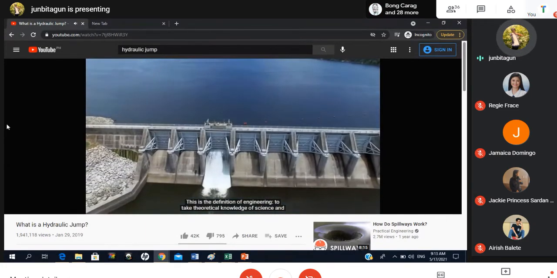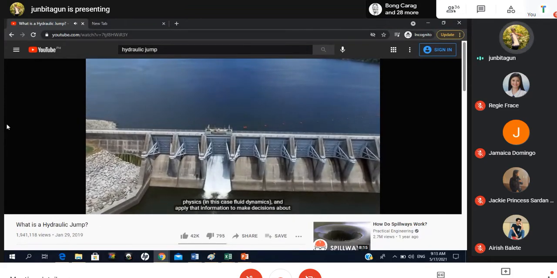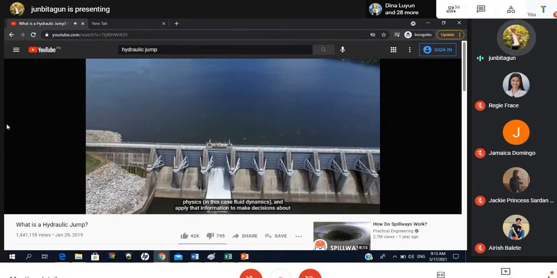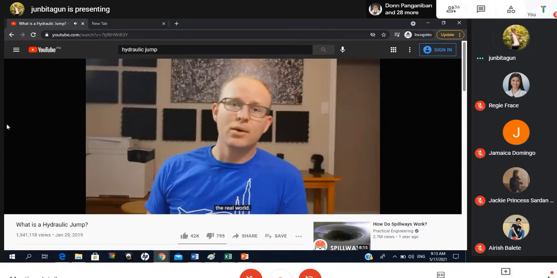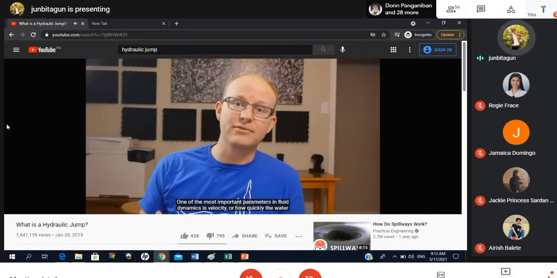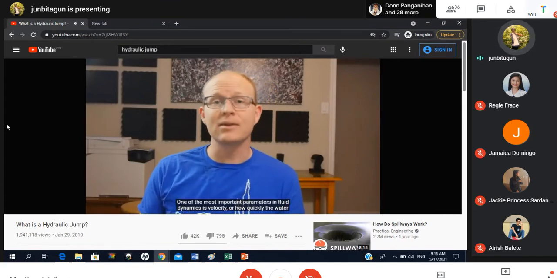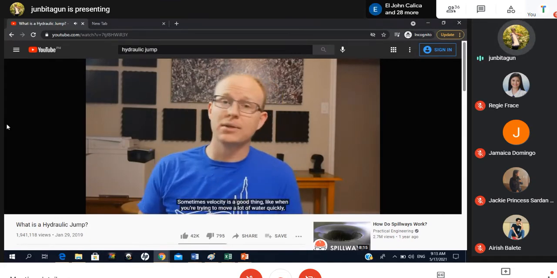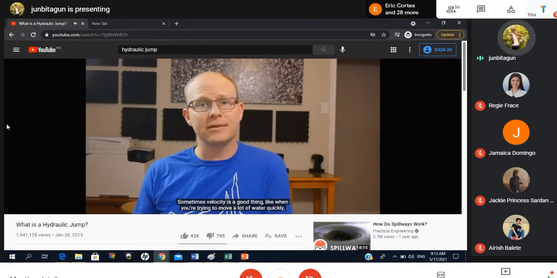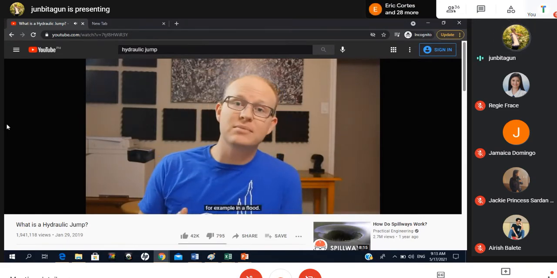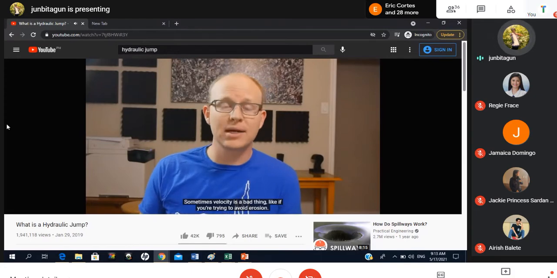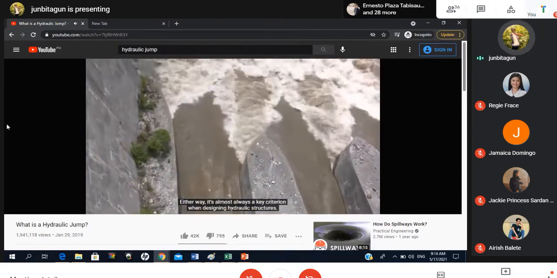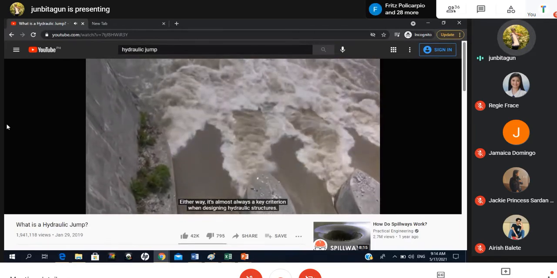To take theoretical knowledge of science and physics, in this case fluid dynamics, and apply that information to make decisions about the real world. One of the most important parameters in fluid dynamics is velocity, or how quickly the water flows. Sometimes velocity is a good thing, like when you're trying to move a lot of water quickly, for example in a flood. Sometimes velocity is a bad thing, like if you're trying to avoid erosion. Either way, it's almost always a key criterion when designing hydraulic structures.